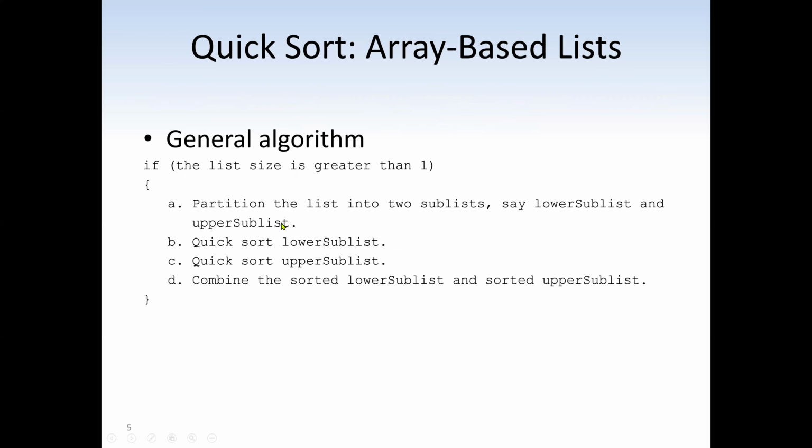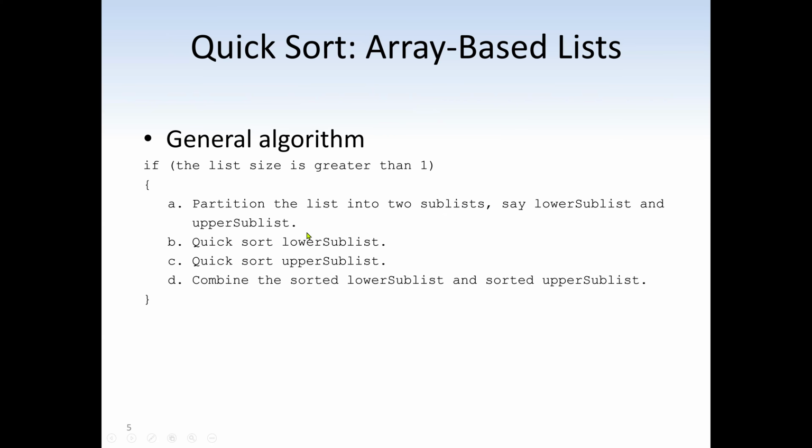So let's see the algorithm one more time. Here we say that if the list size is greater than one, which means we have more than one item. If we have only one item, we don't need to sort it. So if there is more than one item, then we can sort. First, we do the partition: we partition the list into two sublists, the lower sublist and the upper sublist.